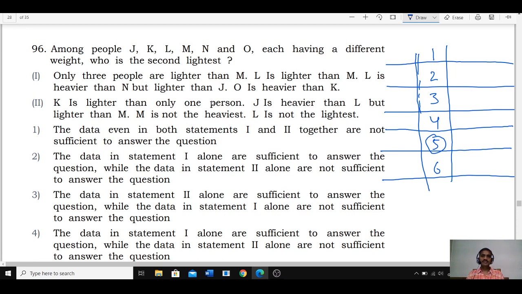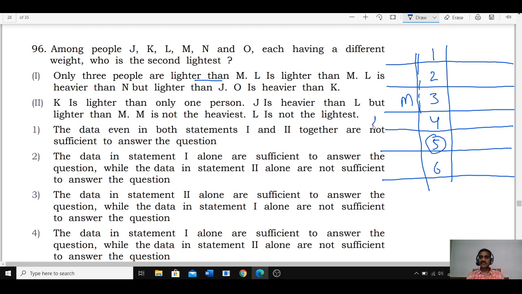First one, only 3 people lighter than M. Hence M must be at the 3rd place. Only 3 people below M, lighter than M. L is lighter than M.